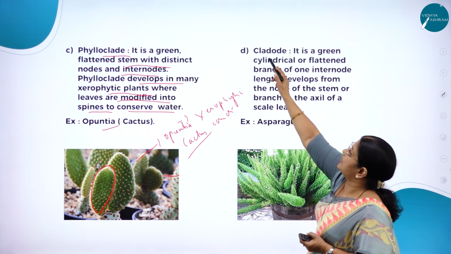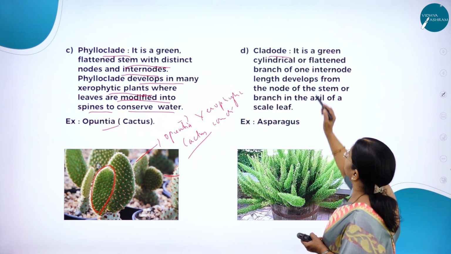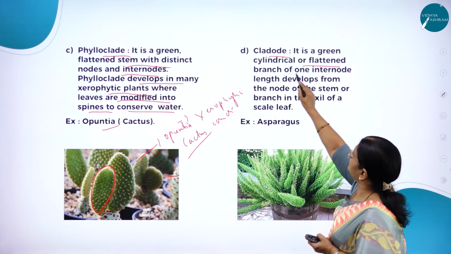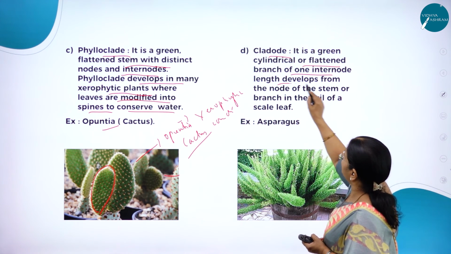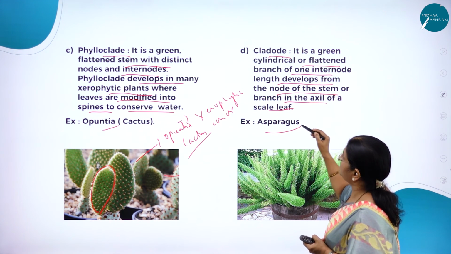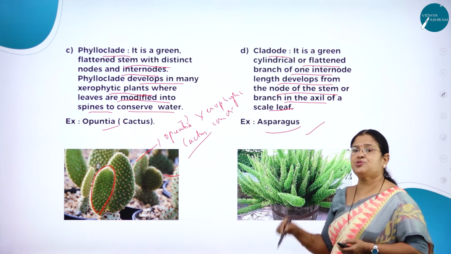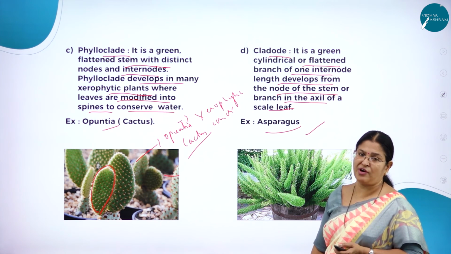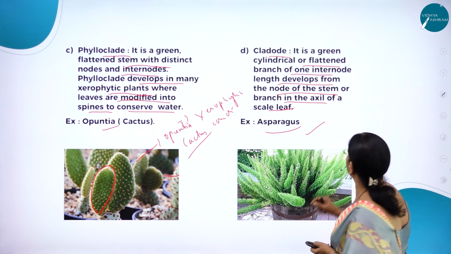Moving on to the next, cladode. Here you can see the structures. It is a green cylindrical or flattened branch of one internode length, which develops from the node of the stem or branch in the axil of a leaf. Example is asparagus. These two are the classical examples of aerial stem modification.